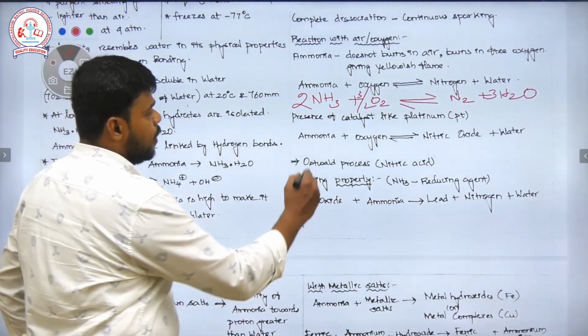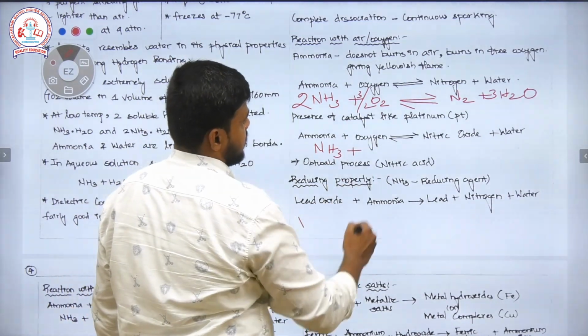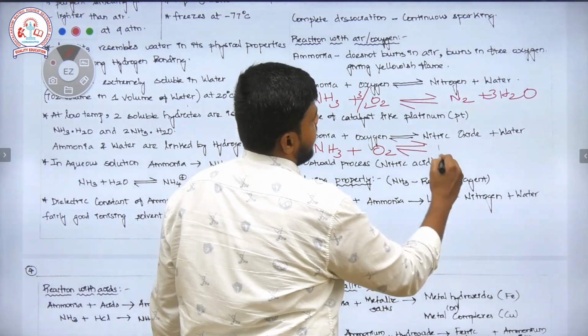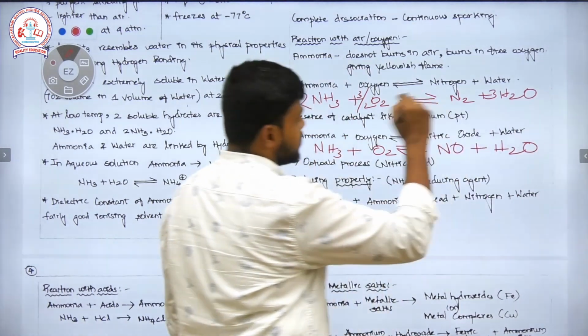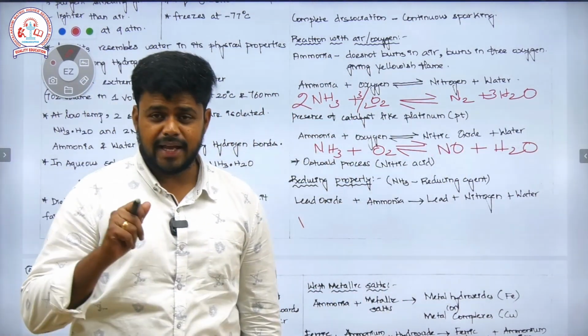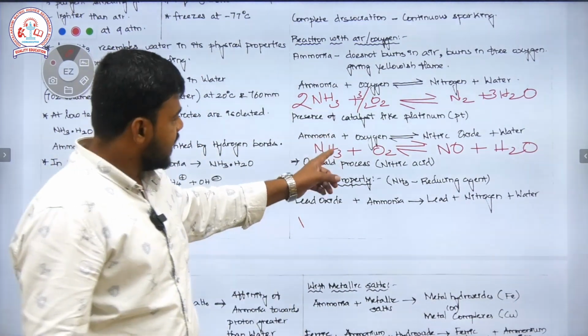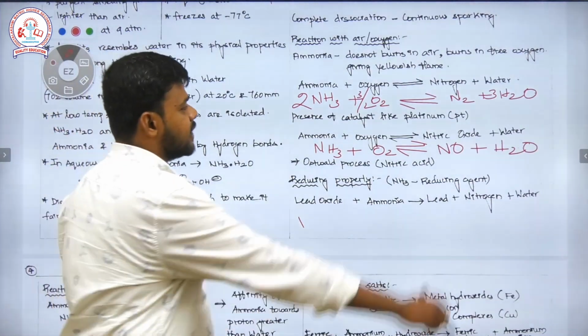The next one: ammonia, in the presence of a catalyst like platinum, reacts with oxygen and forms nitric oxide with the molecular formula NO. So you need to specify it very clearly. When ammonia reacts in the absence of the catalyst, the product is nitrogen. When ammonia reacts with oxygen in the presence of a catalyst like platinum, the product is nitric oxide.